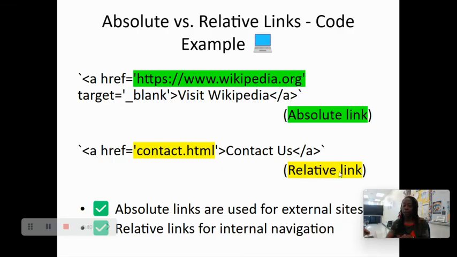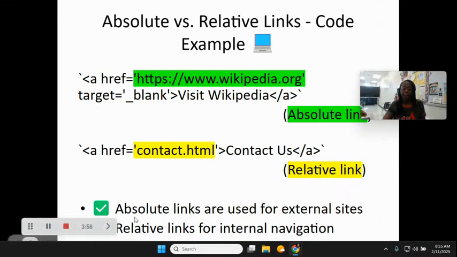Then we have our relative link. This link is just going to a page that we already made. So we still have the A and the href, but our link now is going to a .html. So that's a file that we made. So that's a relative link. All right, and it's going to the contact us page, and there's your closing. So absolute links are used for external sites. Relative links are used for internal navigation, where you're trying to just go within your own website.